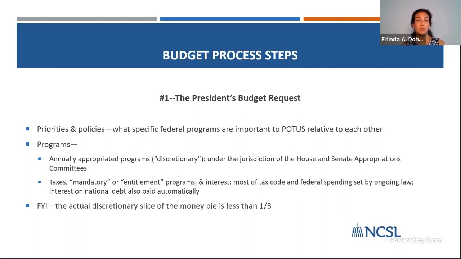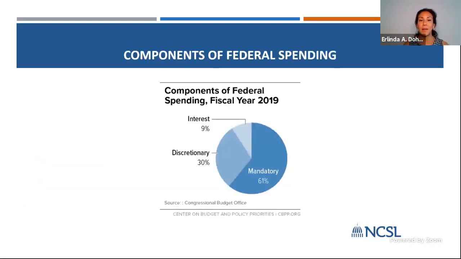You actually see the discretionary slice of the money pie is less than a third. And here's an example of FY 2019. You can see that mandatory spending is truly the lion's share of the dollars, discretionary only taking about a third, and the largest piece of discretionary funding is the defense budget.